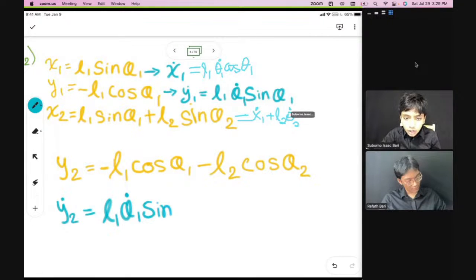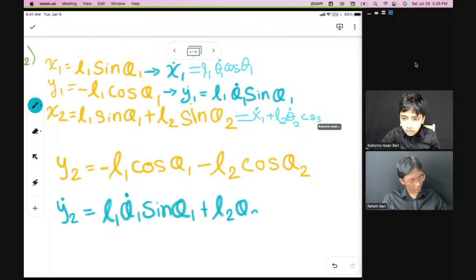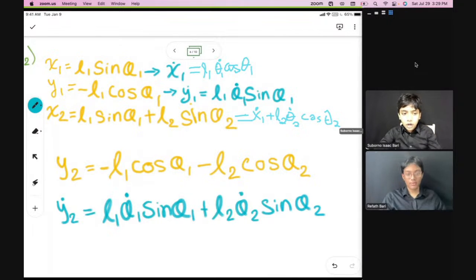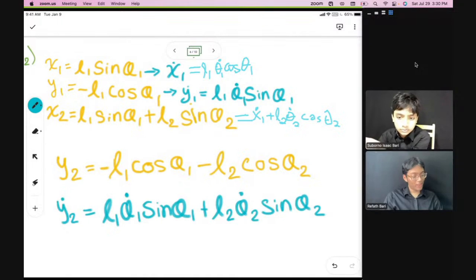Theta 1 dot cosine theta 2. Okay, I've been laboring hard. Wonderful. So we have all of our derivatives. Let me check what you wrote down.